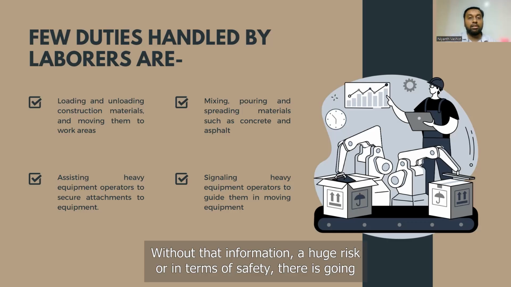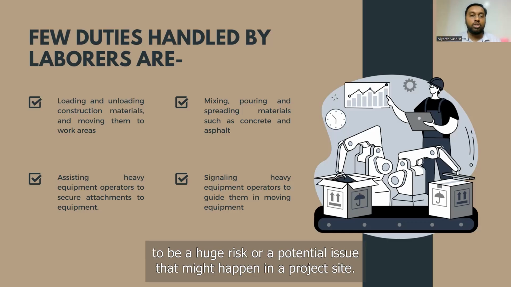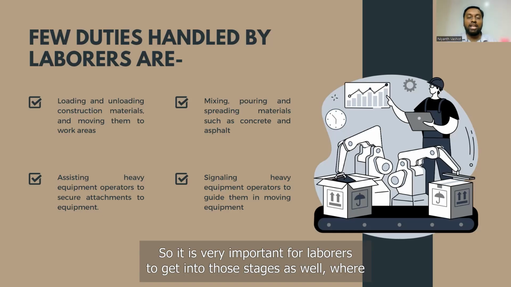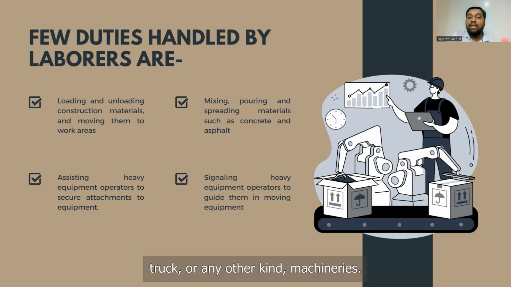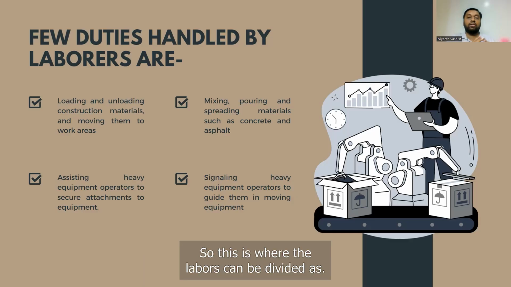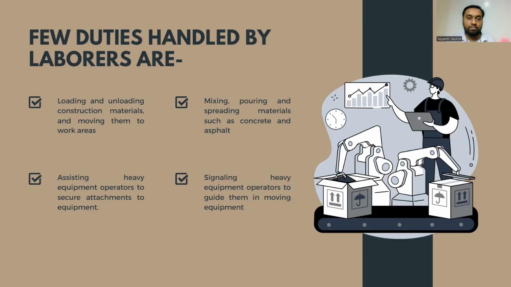Without that information, there is going to be a huge risk in terms of safety, or a potential issue that might happen in a project site. So it is very important for laborers to get into those stages as well, where they can assist the operators of machineries like crane or earth mover or tractor or a truck or any other kind of machineries. So this is where the labors can be divided.